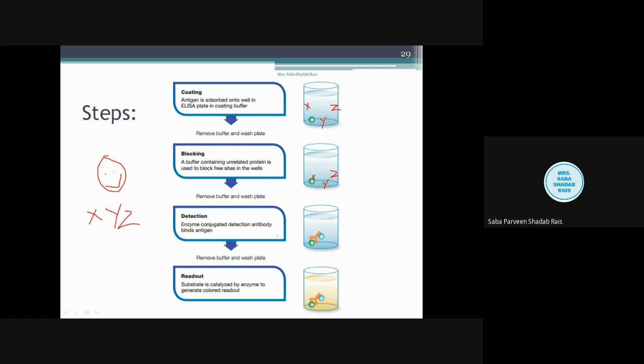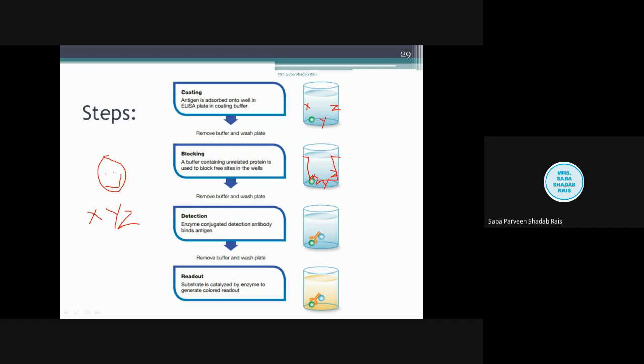Now in the blocking, the antigens XYZ are already there, so the remaining sites should be covered. This way the blocking will occur, so the sites which are vacant will not be available for anything to stick, because I told you this polystyrene surface is very specific for binding of antigen as well as antibody.